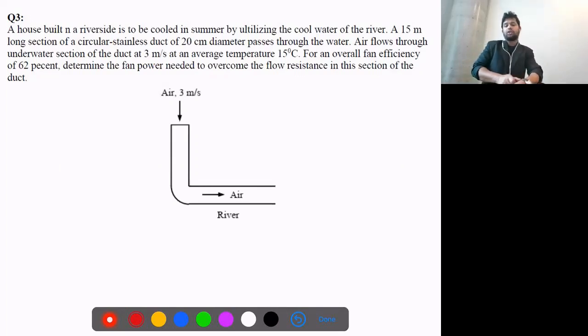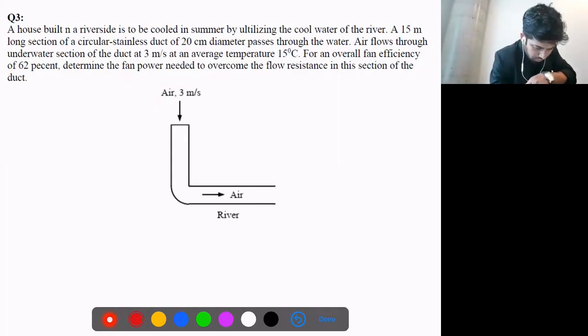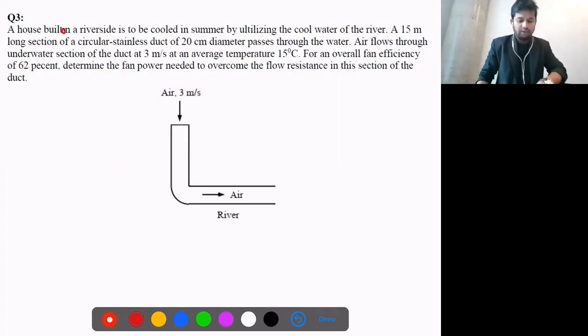It is kind of a similar problem, but in this case we need to calculate the fan power. So that's the new thing. Otherwise, the rest of it should be the same. So just try to understand the problem. It is quite easy.